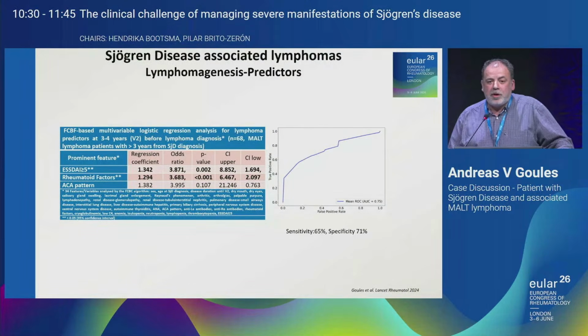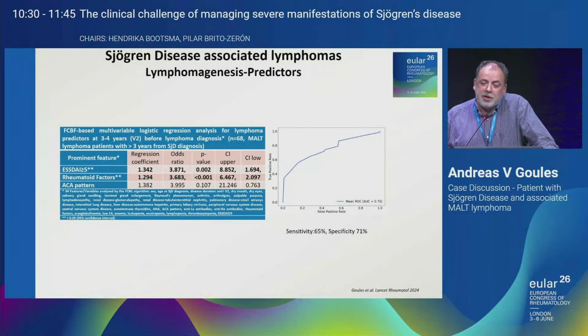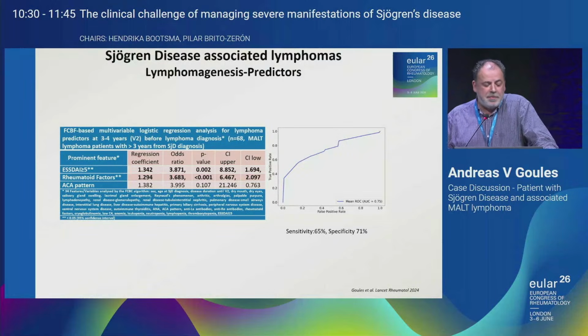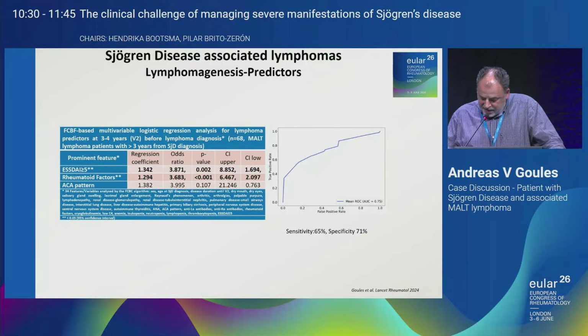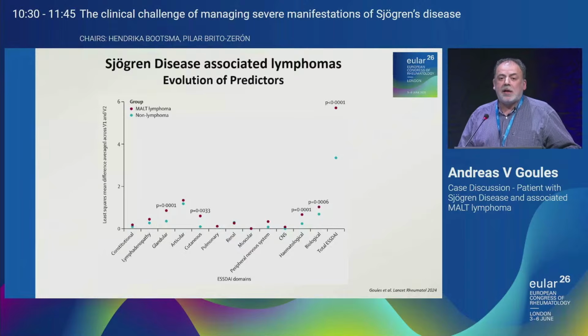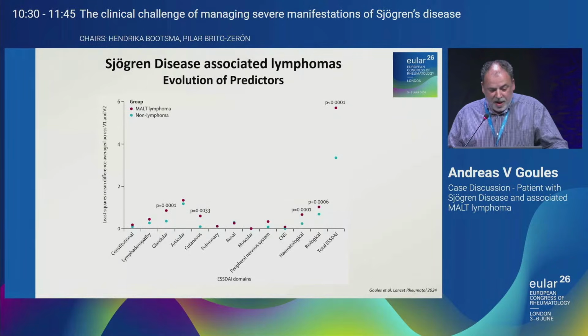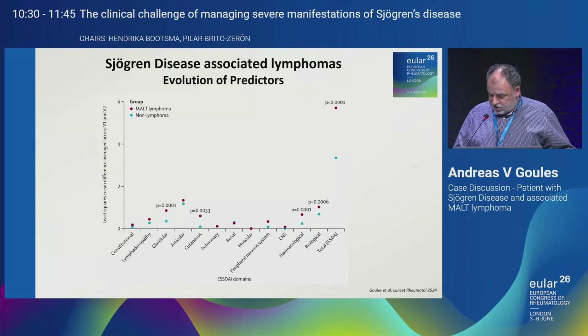And in the second time point, V2, 4 years after Sjogren's disease diagnosis and before lymphoma diagnosis, another second independent factor appeared, the SSDI more than 5, increased systemic disease activity. And of course, the question is, which domains of the SSDI, which is a complex index, are responsible for this additional risk factor? And you can see the answer in this graph.